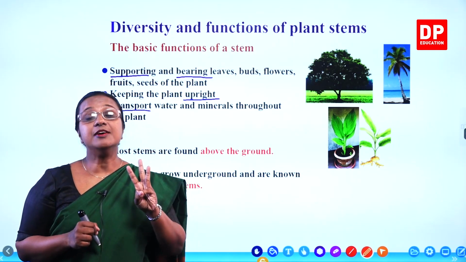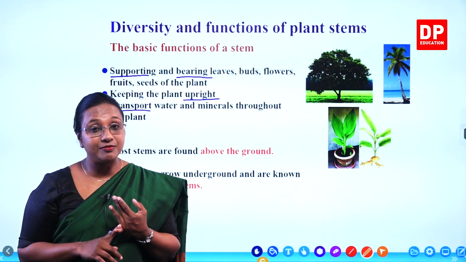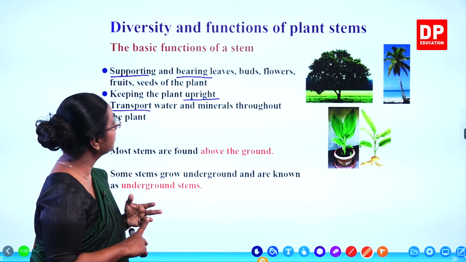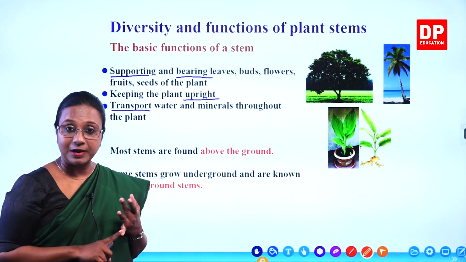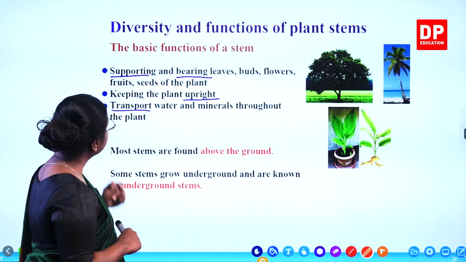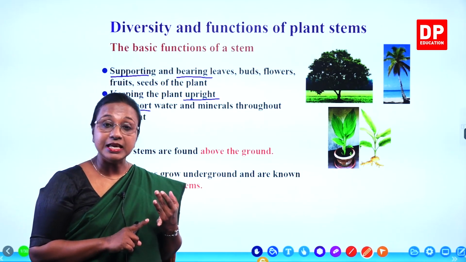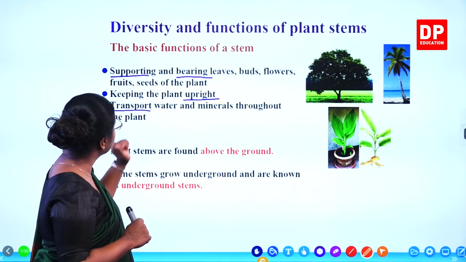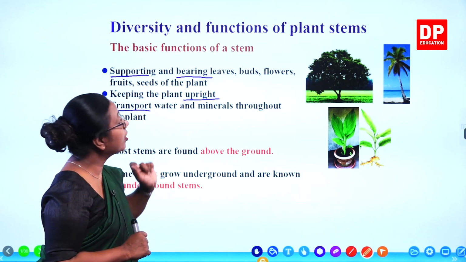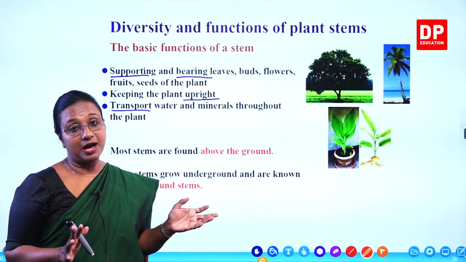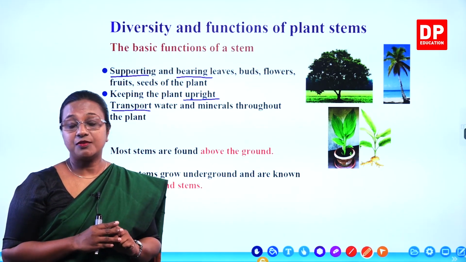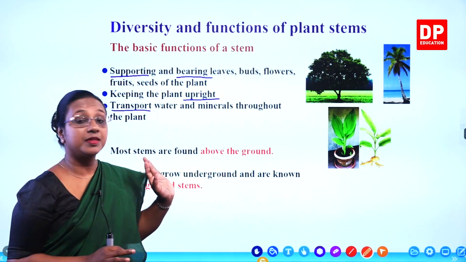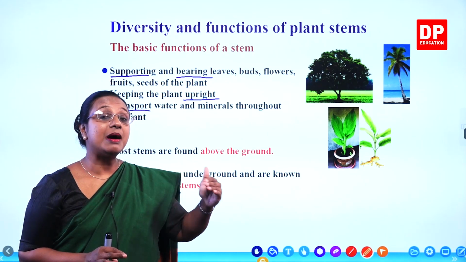So, three main functions. What are the three main functions? It provides support and bearing leaves, buds, flowers, fruits, seeds of the plant. That is one. Then the second one, it helps in keeping the plant upright. And the third one, transport water and minerals throughout the plant. So, three main functions of the stem. Now, this is possible for the stem that is above the ground.